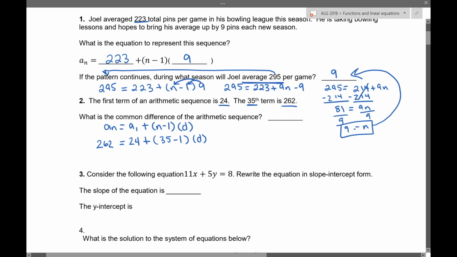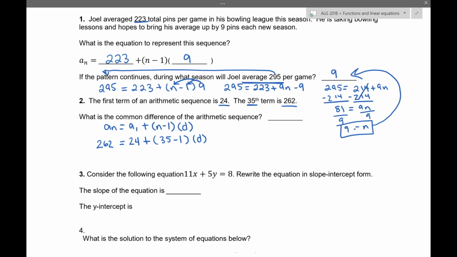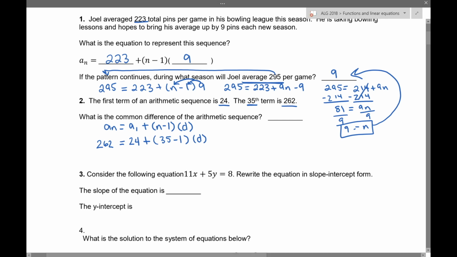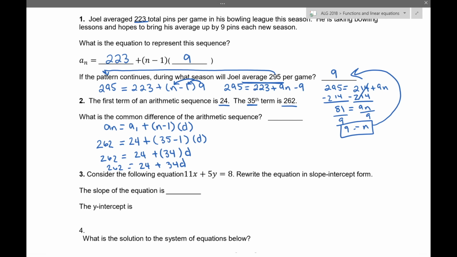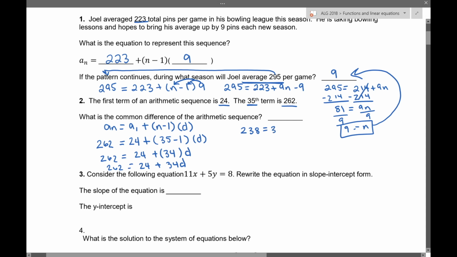Now all we need to do is solve for my variable. So let's do this. Okay, I have parentheses. Inside the parentheses is 35 minus 1. 35 minus 1 is 34 times d, and drop everything else down. Okay, multiply 34 times d, which is 34d, plus 24 equals 262. Subtract 24 from both sides, so 262 minus 24 gives you an answer of 238. 238 equals 34d. Okay, last step to do is divide by 34. And your difference equals 238 divided by 34. The difference is 7.